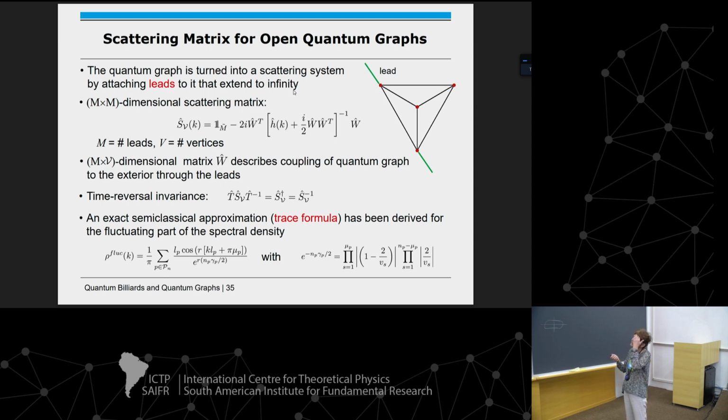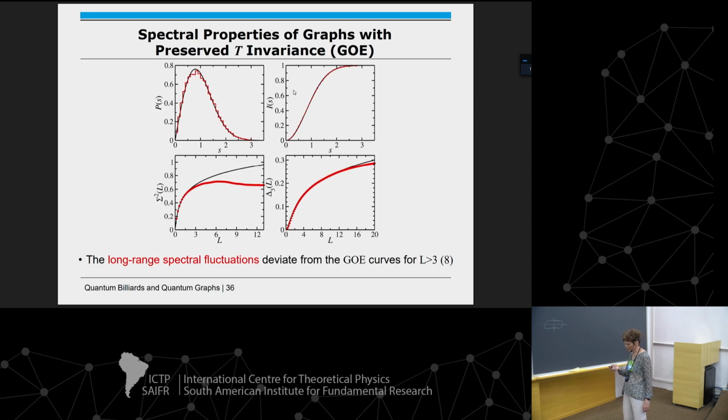I just want to mention it because this is very practical, as I will show you now. First of all, I show you the results for a GOE graph, a graph with time reversal invariance, and all lengths are incommensurate, so you have a chaotic system.